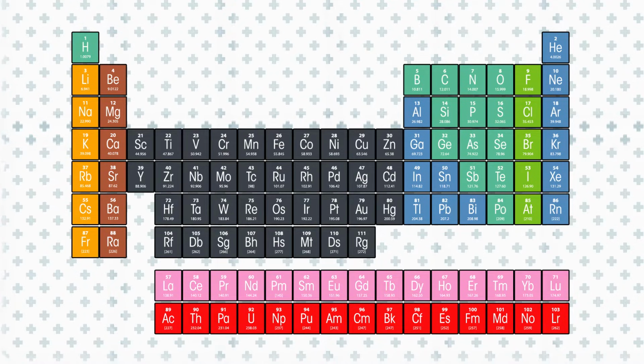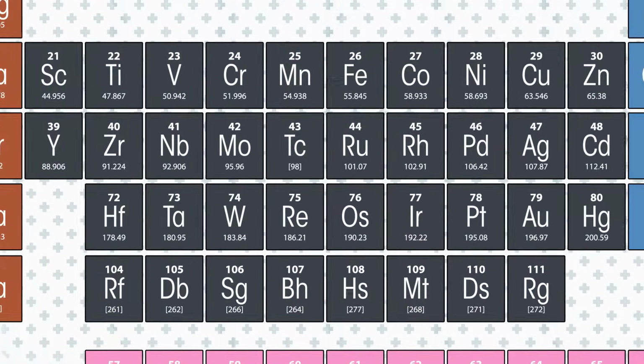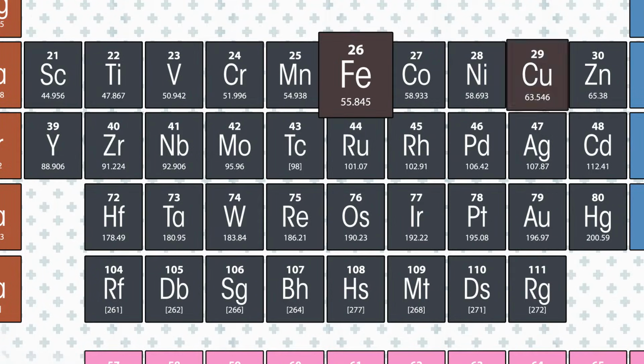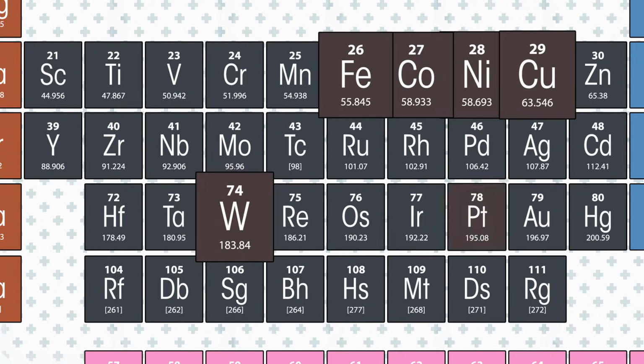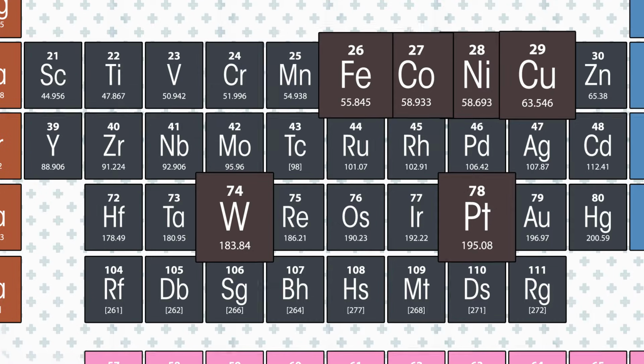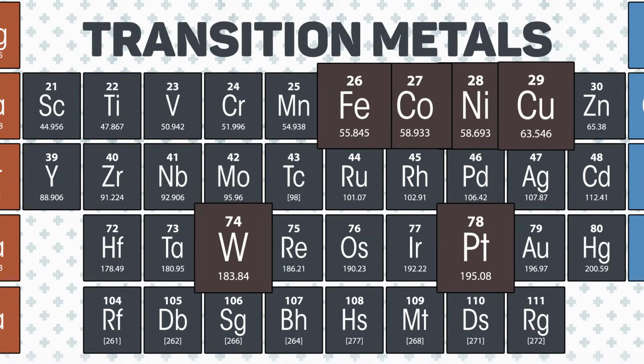The metals that we meet most often in everyday life are found in the middle block of the periodic table: iron, copper, tungsten, cobalt, nickel, platinum, to name but a few. These all belong to a block known as the transition metals.